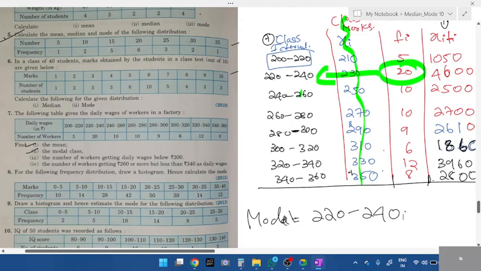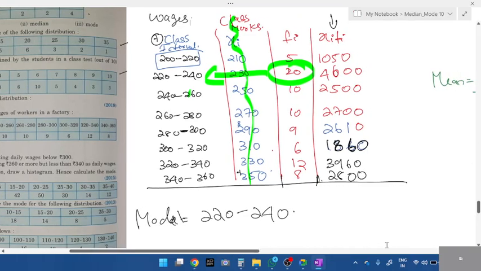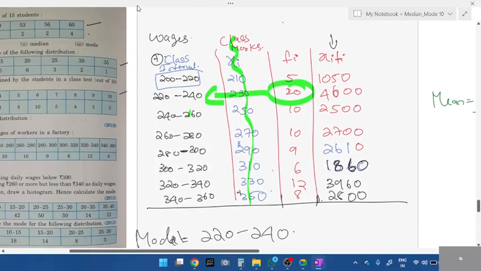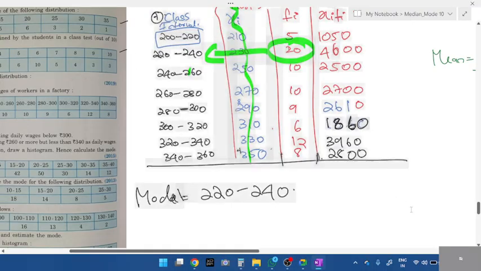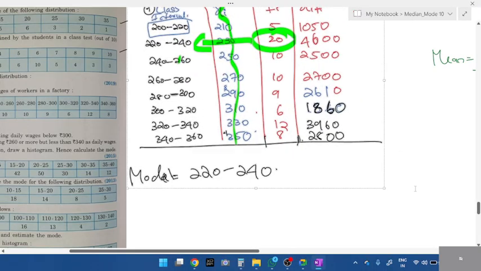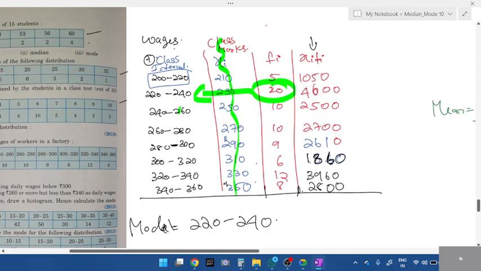The number of workers getting. We have two values here. This is wages. The first column is wages, students. Then number of workers. Fi stands for number of workers. So for modal question, we don't need class marks. We don't need class marks. That was only for mean. After that, just ignore that. Just ignore Fi value. Look, wages.